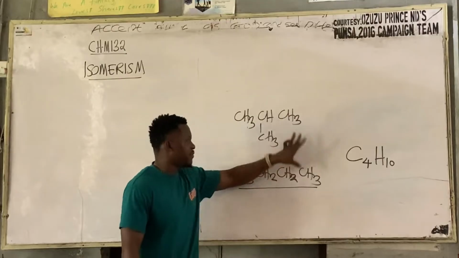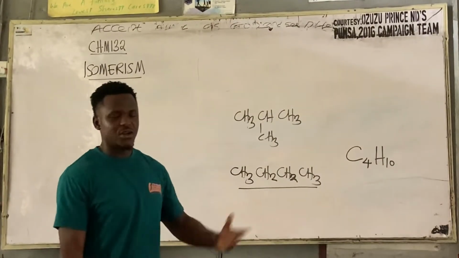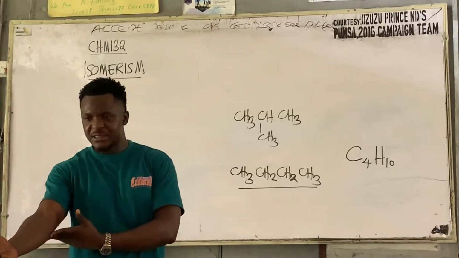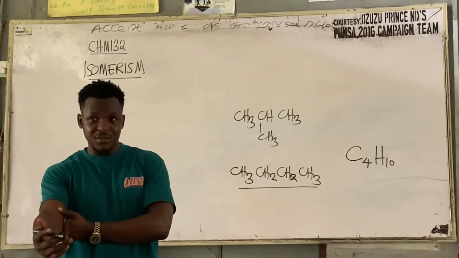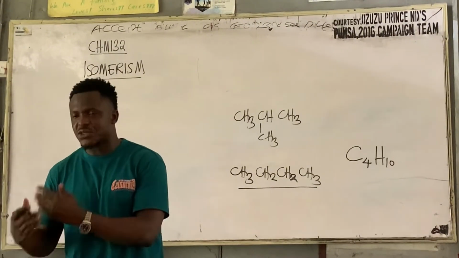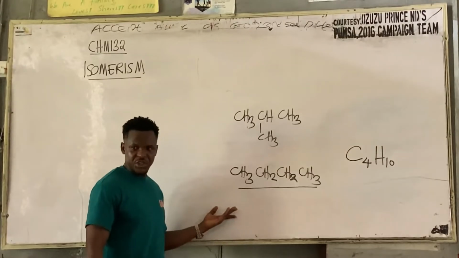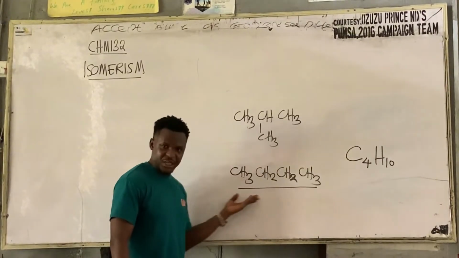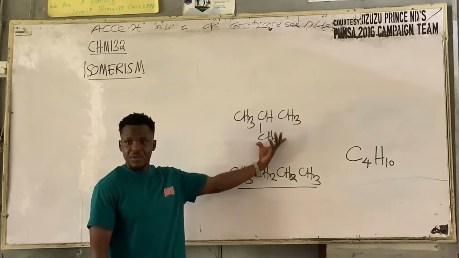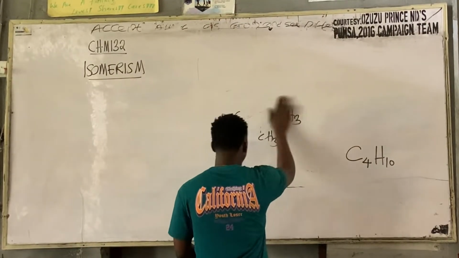So these two compounds are called isomers. Which type of isomers can we call them? Chain isomers, or skeletal isomers. Why? Because these two differ in their chain configuration. One is on a straight chain, and the other is on a branched chain. So that is basically what the concept of isomerism is all about.